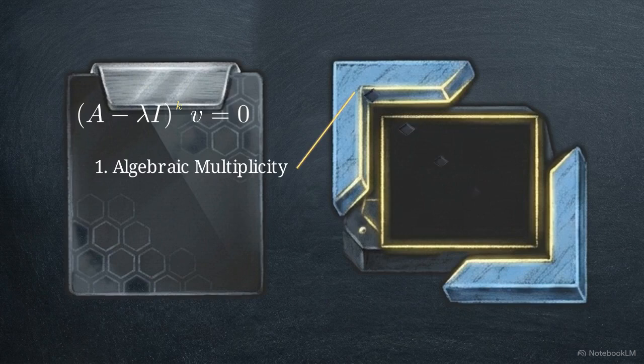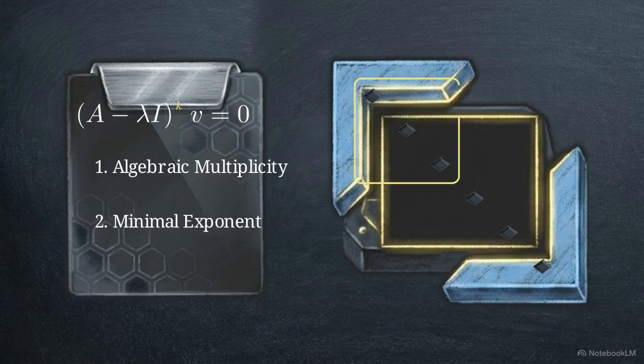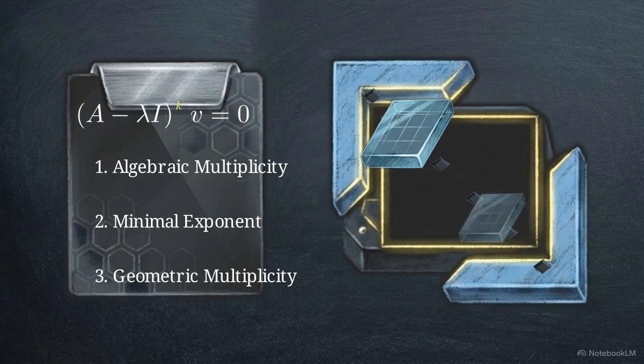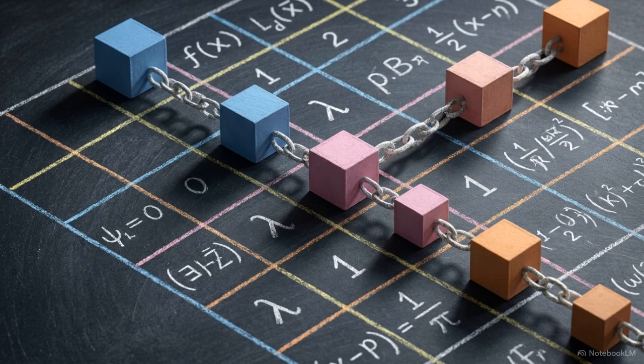This is the total number of times the eigenvalue appears on the main diagonal. Rule 2 connects to the minimal polynomial. Its exponent is the length of the longest possible chain of vectors. This defines the size of the largest single Jordan block for that eigenvalue. Finally, Rule 3. Every independent chain needs its own starting eigenvector. This means the geometric multiplicity, the number of true eigenvectors, dictates the total number of separate blocks. These three rules allow us to translate abstract algebraic multiplicities into a concrete geometric arrangement.